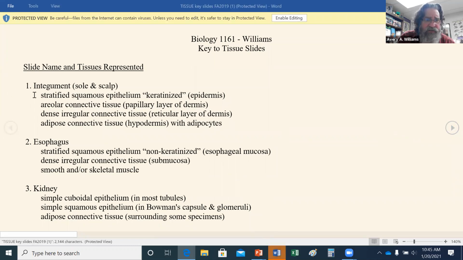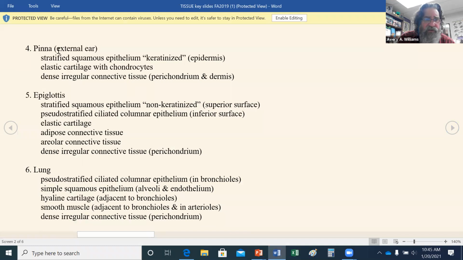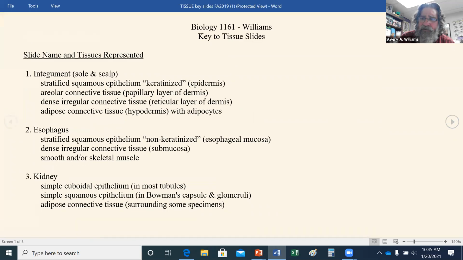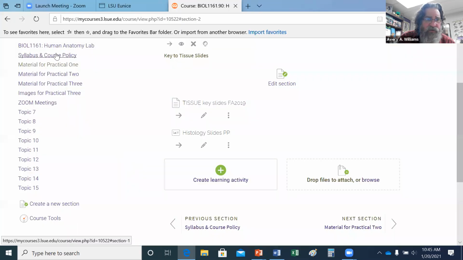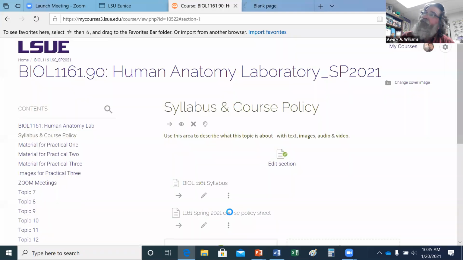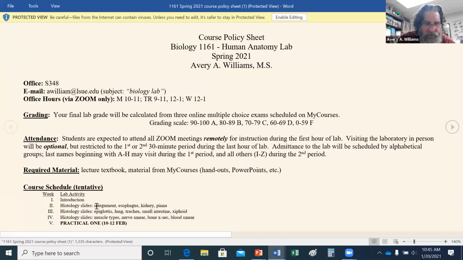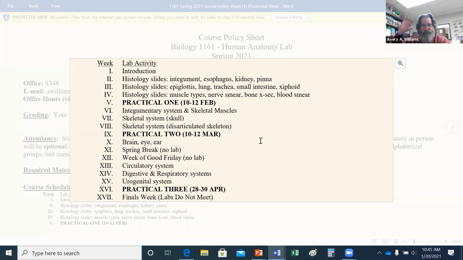And see, it's a list of the tissues. And then here's the next one, but I think I talk about that one next week. Right here, pinna. Next week, see right there? That's where I decided to do the epiglottis. So next week, we're going to do epiglottis, lung, trachea, small intestine, and xiphoid. So I'm going to save that for next week. So we finished a little early. Ain't bad.